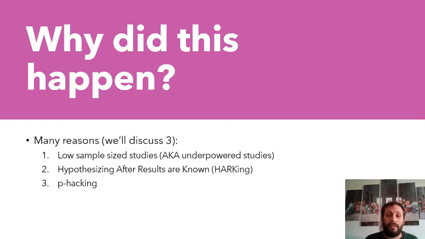So we have to discuss, why did this happen? Well, there's a lot of reasons that this happened, but we're only going to be discussing 3 of the main reasons why it happened. The first reason is because these were low sample size studies, otherwise known as underpowered studies. The next is these studies oftentimes were a victim of hypothesizing after results are known, otherwise known as HARKing. And additionally, many of these studies were victim to p-hacking as well, which we'll discuss in the next slides.